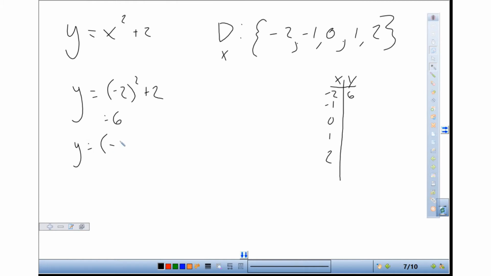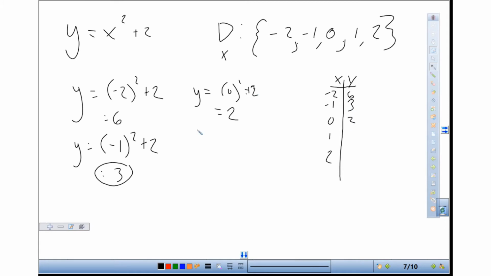Y equals (-1) squared. See, look what I'm doing here. I'm just plugging x in. So that's 1 plus 2, which is 3. You can put that in a calculator and notice that you're going to get 3. But you have to be very careful and make sure that you put parentheses around them. Y equals 0 squared plus 2, which is going to be just 2.